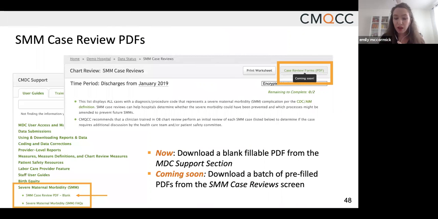So for now, there is a copy of this case review form in the support section. So you can go ahead and download it. It is fillable, so you can put in all of that information. And in the next few months, we are going to be rolling out a pre-filled case review PDF. So you'd be able to go to this chart review screen and download a batch of these PDFs that are pre-filled out with all of the clinical information for your SMM cases for that period. So please watch out for announcements from us about that coming soon.